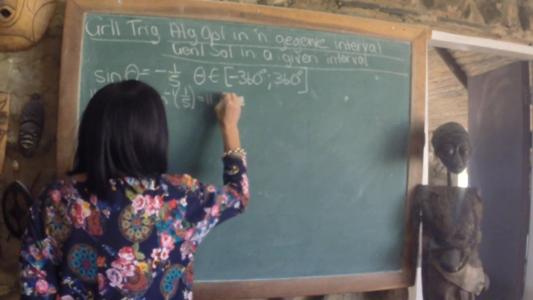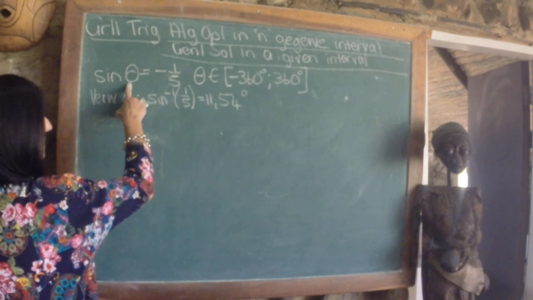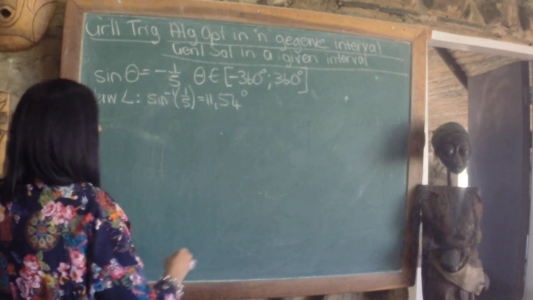And that's my reference angle. So now again, I'm going to ask myself, in what quadrants is the sine function negative?